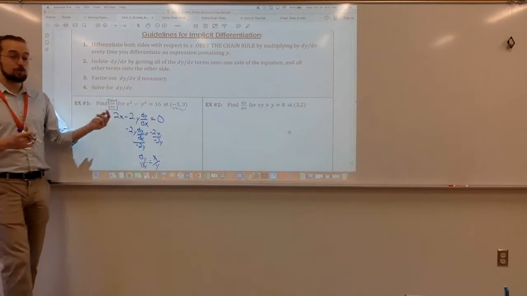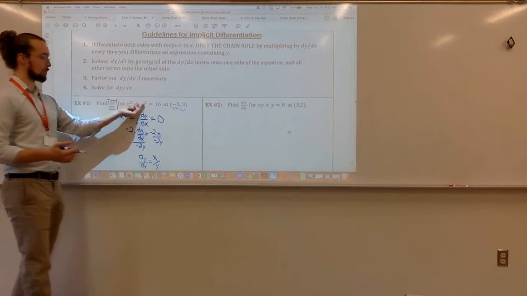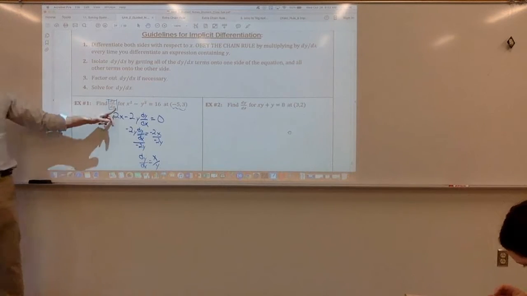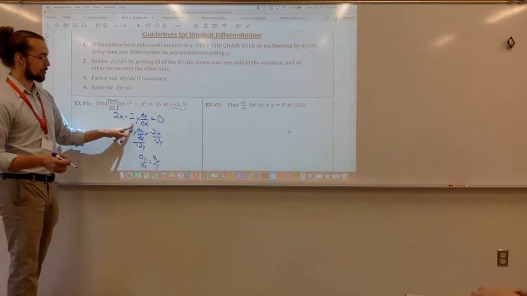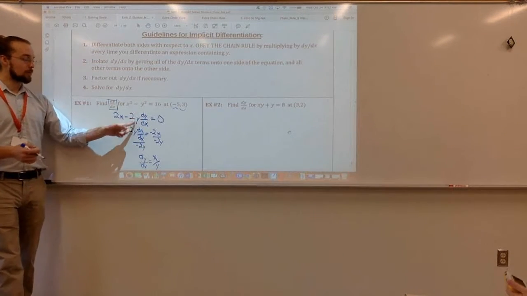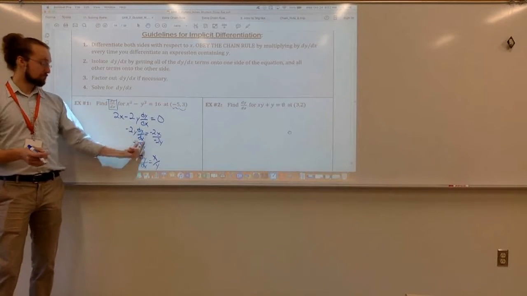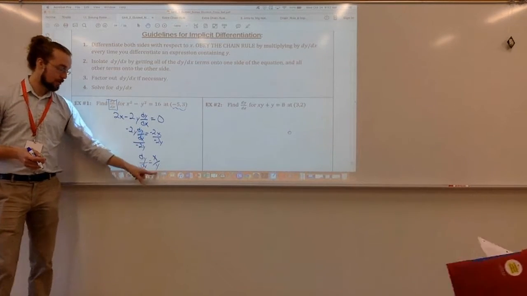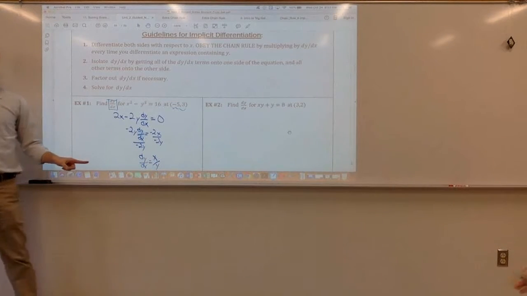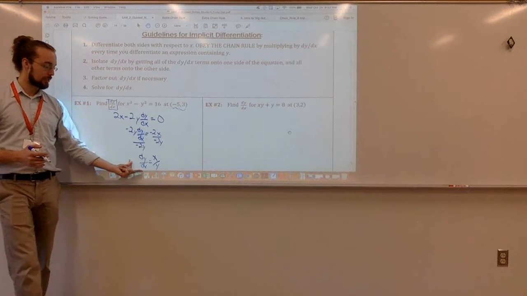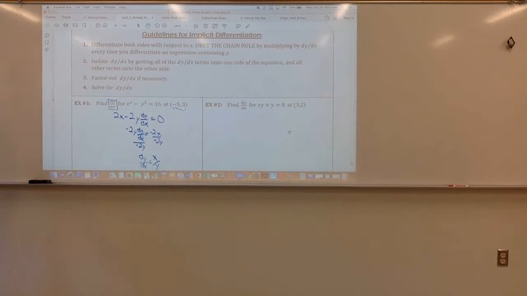So we just used all the rules that we've been talking about, right? In this case, we just had to use power rule always. Derivative of x squared is 2x, derivative of y squared is 2y. But whenever we take the derivative of y, we just have to tack on a dy dx. Okay. Then we solve for dy dx. So this is my derivative. Okay, my derivative of x squared minus y squared equals 16 is just x over y.